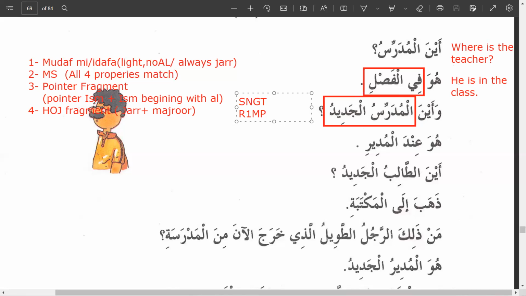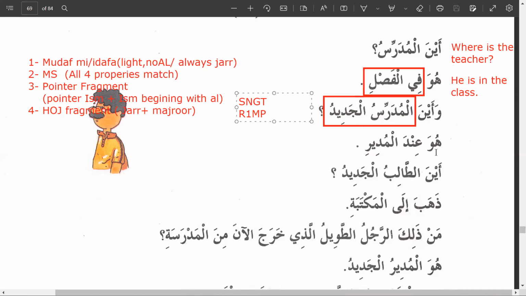Obviously, if it's not common, then it's proper. Everything that comes with al is proper. All pronouns are proper, and all pointer isms are proper. So ayna al-mudarrisul jadidu, mudarrisul jadidu, that is mawsuf sifa. Huwa indal mudiri. He is with the principal. Inda means with or near.